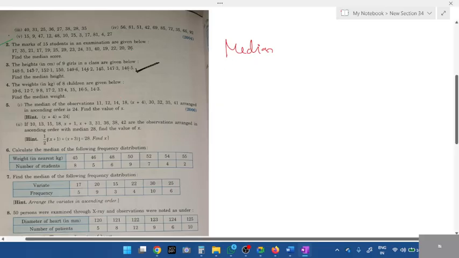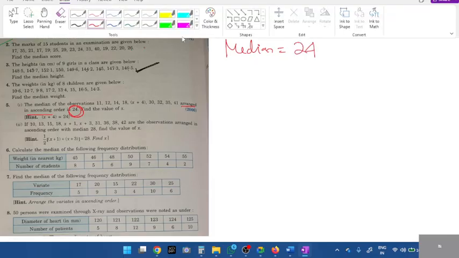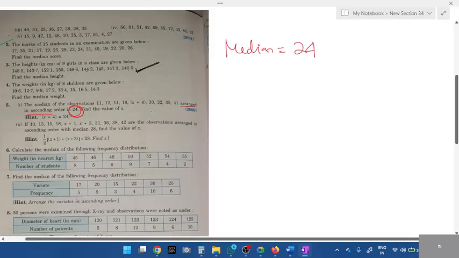Yes, total 8. What is given here? The median of the observations. Is it already arranged or we need to arrange, students? What is given here? Arranged in order. So what value is this 24? Median is 24. Usually they tell us to find median, but why have they given median here?